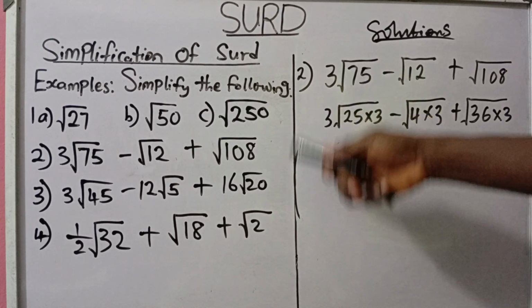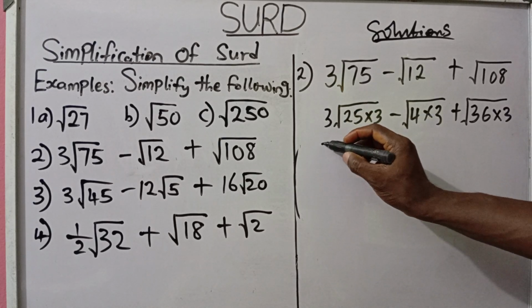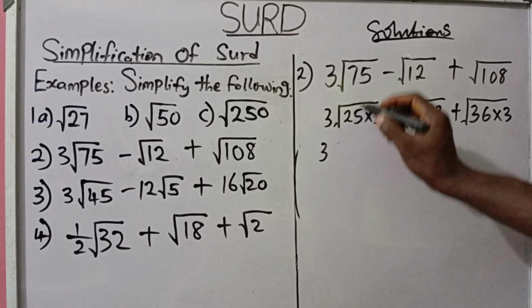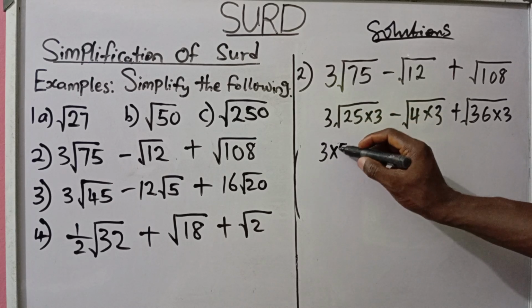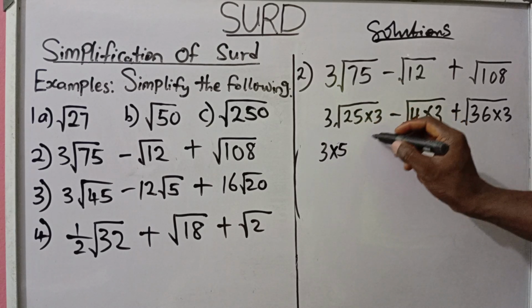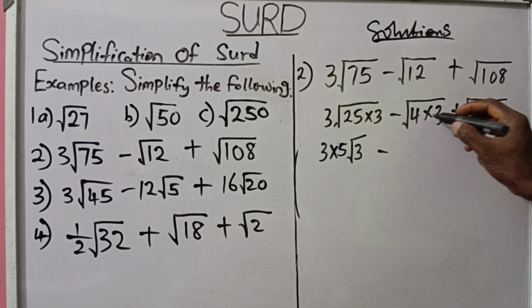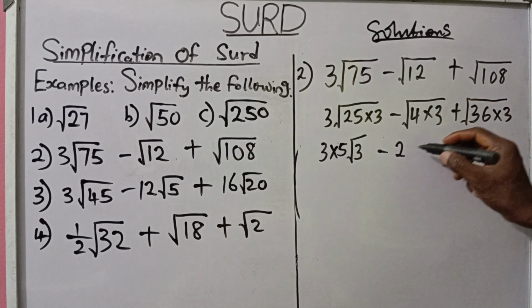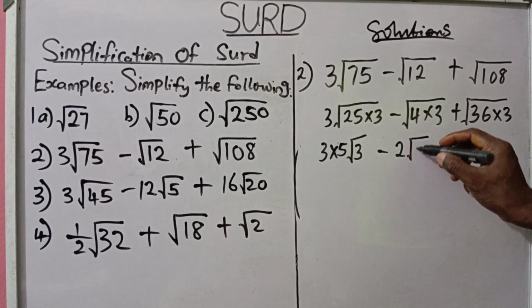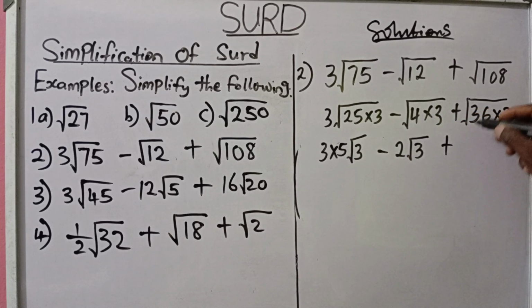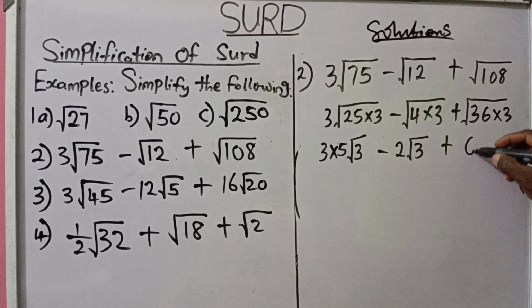25 is a perfect square, so it has to come out of the root. We now have it as 3. Square root of 25 will be 5. Coming out, we multiply with the one that is already outside. 3 is not a perfect square, we'll leave it inside the root. Minus, 4 is a perfect square. Square root of 4 is 2. We leave the one that is not a perfect square inside the root. Plus, 36 is a perfect square. We write it as 6 root 3.